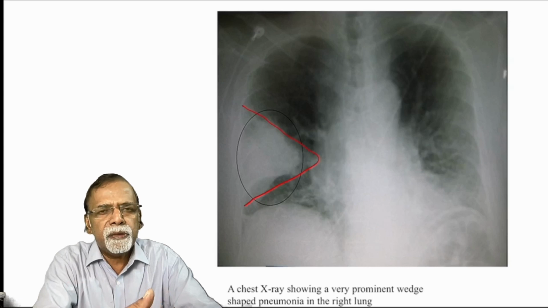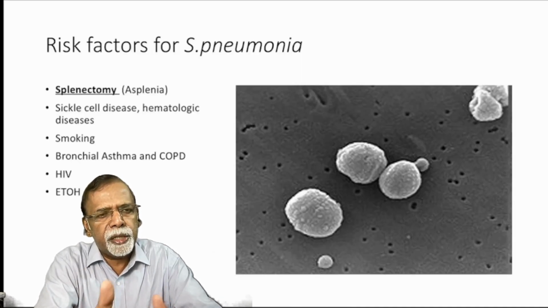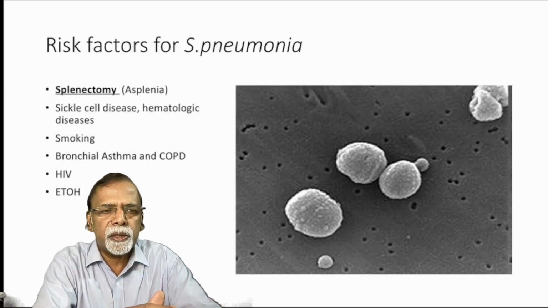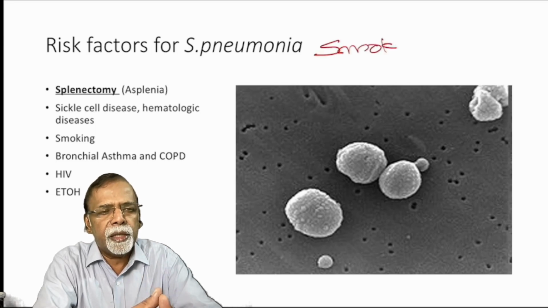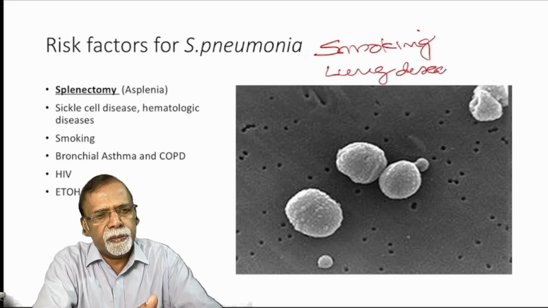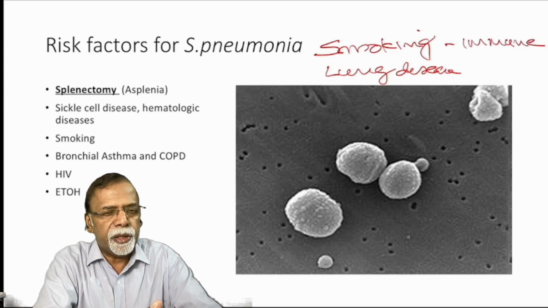Now look at what are the risk factors for pneumonia. There are so many risk factors, but again remember smoking, underlying lung disease like bronchial asthma, COPD, immunocompromised states like HIV, use of alcohol, hematological conditions like sickle cell anemia, leukemia, any hematological condition, splenectomy. These are risk factors.